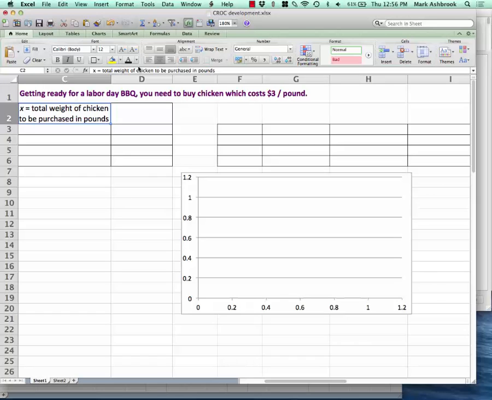Okay, so what is y going to be? So what would be an obvious choice for a different quantity y? Any ideas? Yeah? The total cost of chicken in dollars. Total cost of the chicken in dollars. You read my mind. Cost of the chicken in dollars. Okay, so I'm defining x as the total weight, and y is the total cost.